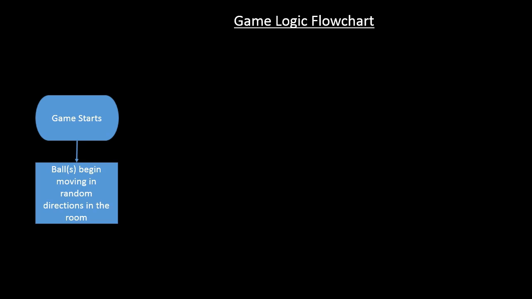So how do you go about designing the logic needed to build this game? You do this by using a tool known as a flowchart. So we'll start off the flowchart with the game starting. Next, we'll start the ball moving in a random direction in the room.